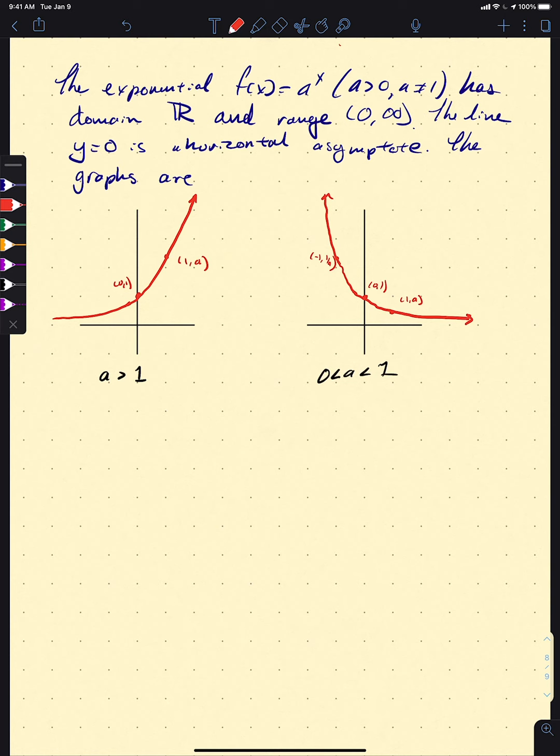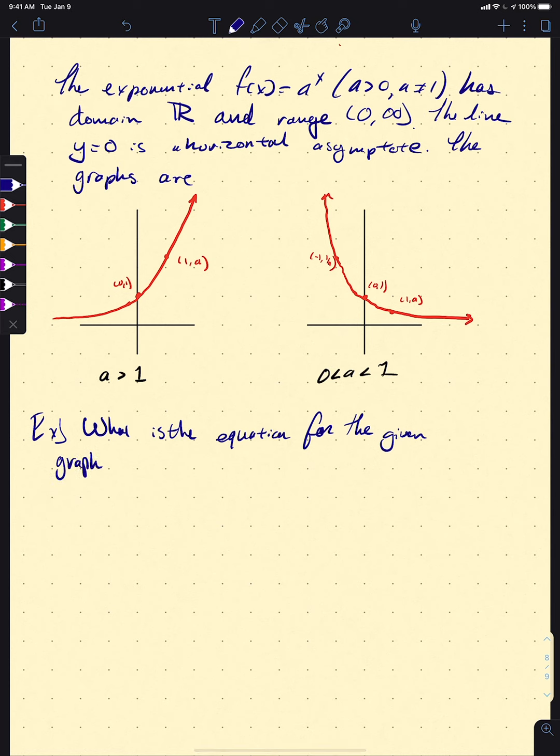And we can actually use them to our advantage to find equations for graphs, okay? So let's do an example of this. Let's say, what is the equation for the given graph of f of x equals a to the x, right? Can we find a value for a?